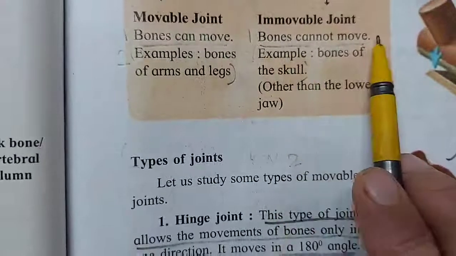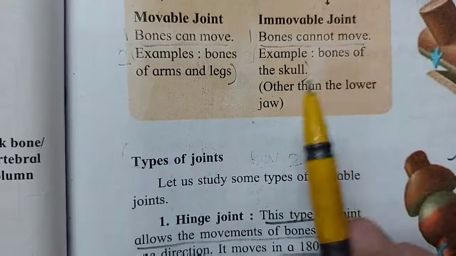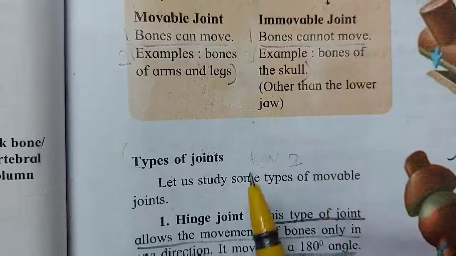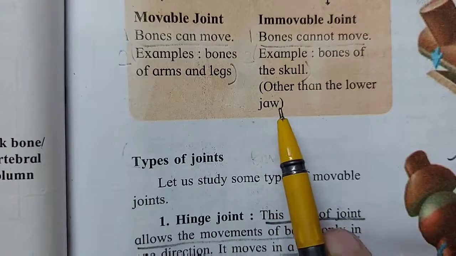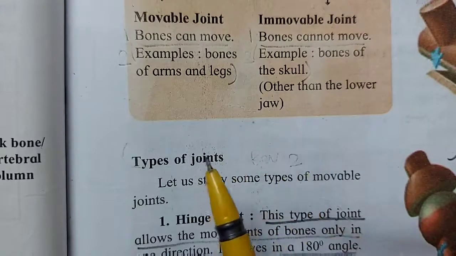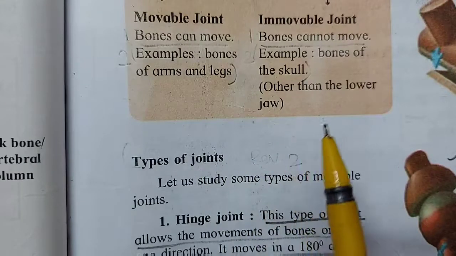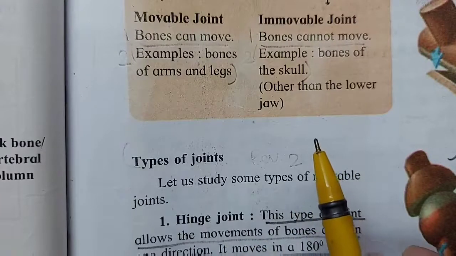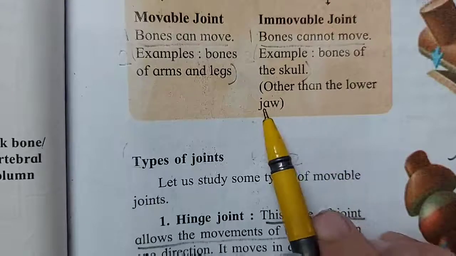Now in immovable joints, bones cannot move. They don't move at all. They are fixed. Example, bones of the skull other than the lower jaw. The lower jaw only moves. Remaining all the bones in our skull are immovable joints. They are fixed. So we can only move the lower jaw.